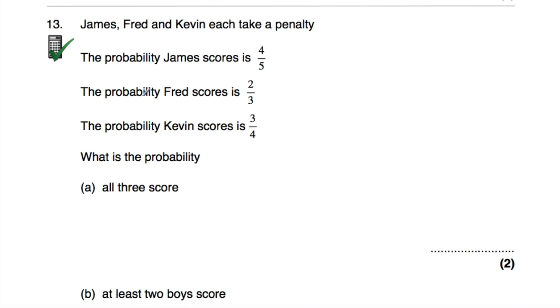Okay, so question number 13 says that James, Fred and Kevin each take a penalty, and the probability that James scores is 4/5, the probability that Fred scores is 2/3, and the probability that Kevin scores is 3/4. We've been asked to find the probability that all three score. So that'll be the probability of James scoring, 4/5, multiplied by the probability that Fred scores, 2/3, multiplied by the probability that Kevin scores, 3/4. Working that out on the calculator gives 2/5, or 0.4. So the answer is 2/5.